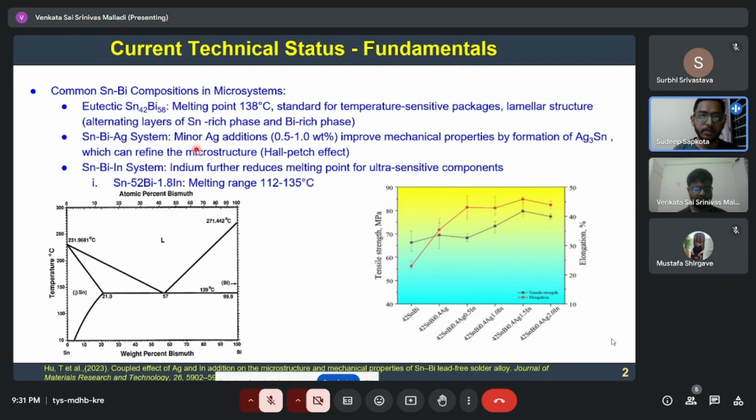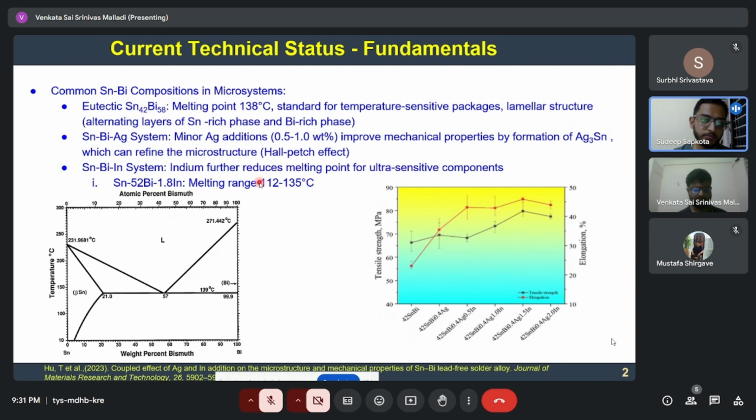Second is the tin bismuth silver system. Due to the addition of silver to this tin bismuth, the mechanical properties like tensile strength are improved. As you can see in the graph, on the x-axis, the tin bismuth and the Ag addition have improved the tensile strength compared to the tin bismuth based alloy.